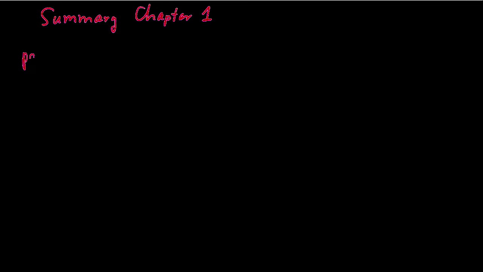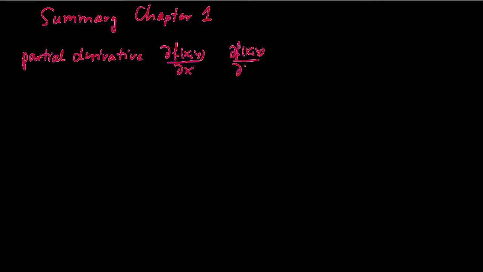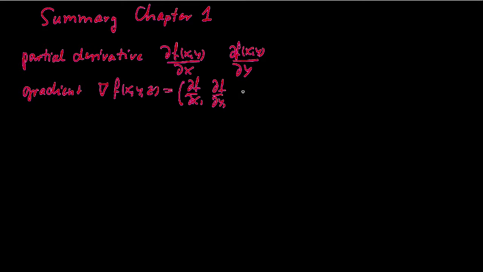Chapter 1. In Chapter 1 we talk about partial derivatives. And these can be written as df by dx or df by dy, or sometimes with the index fx and fy. And taking the partial derivatives, we can define something like a gradient, which we write with the upside down triangle. And this is a vector made out of the derivatives. So the vector df by dx, df by dy, df by dz.